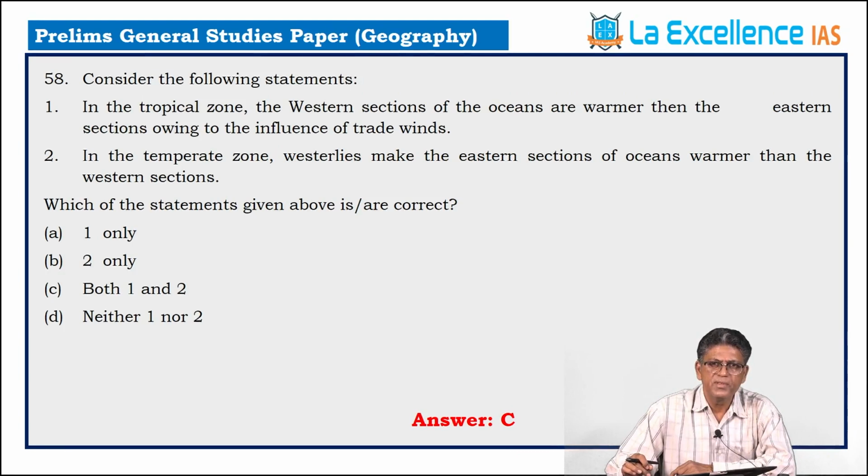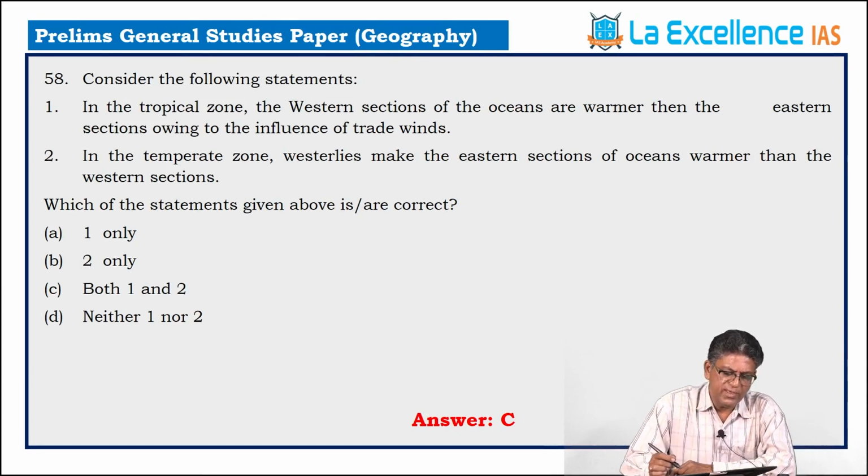Planetary winds constitute a major agency to give birth to the ocean current and also give to the ocean current many of its characteristics. Now the question is, in the tropical zone, western sections of the oceans are warmer than the eastern sections of the oceans. Please be careful about the words used in the question. The question is talking about the western section of the ocean.